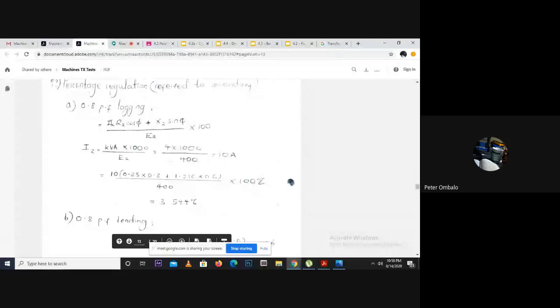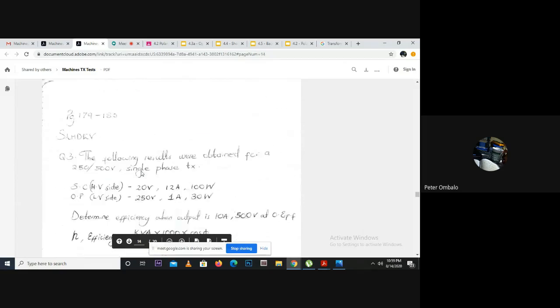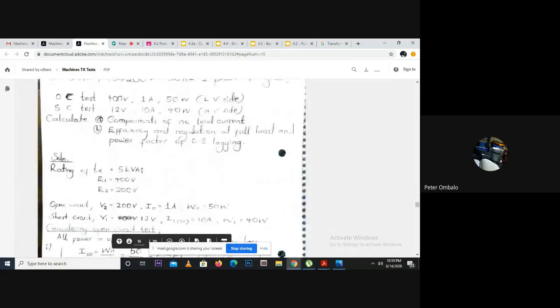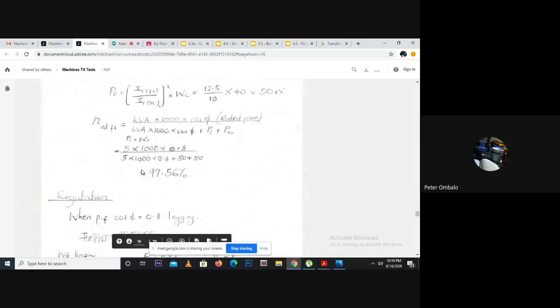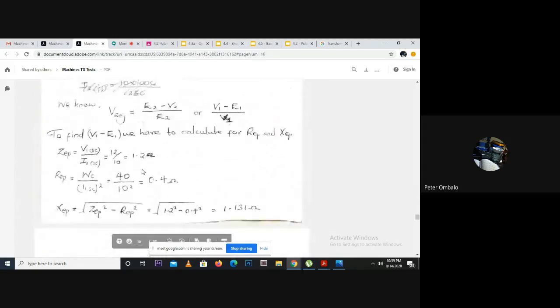It's just this one here. This is the voltage due to the resistance, and this is the voltage due to the inductance. So this is still the voltage due to the short circuit components divided by E2. So it's the same thing. So going back to our question, where is it? Yeah, this one here.